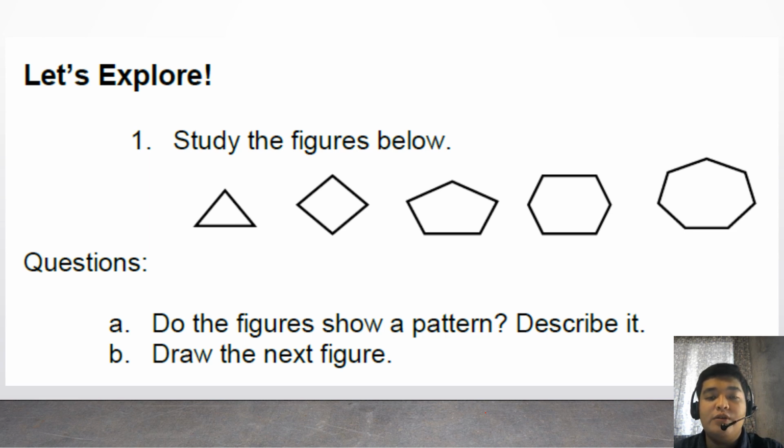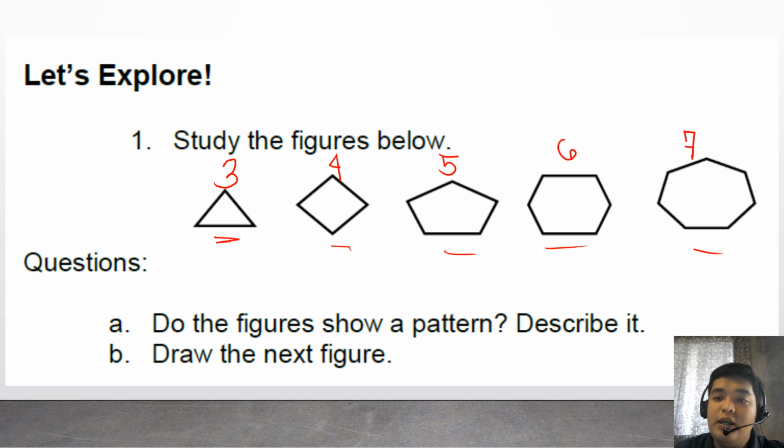I will give you 5 seconds to study the figures. As you can see, there are 5 figures, right? We have this one, and this one. Do the figures show a pattern? Describe it. As you can see in the figure, the first figure has 3 sides. How about the second? It has 4, 5, 6, and 7. So as you can see, the pattern is increasing by 1, right? From 3 to 4 to 5 to 6 and to 7.